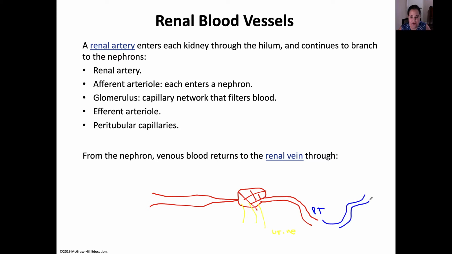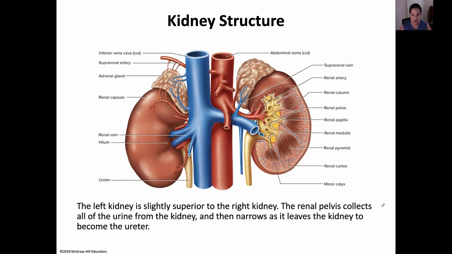Those peritubular capillaries, which are this one right here, at the end are going to form what is called the renal vein. And the renal vein is what I said I was going to come back to, right? All that blood is going to be coming back through the renal vein that goes up to the inferior vena cava.